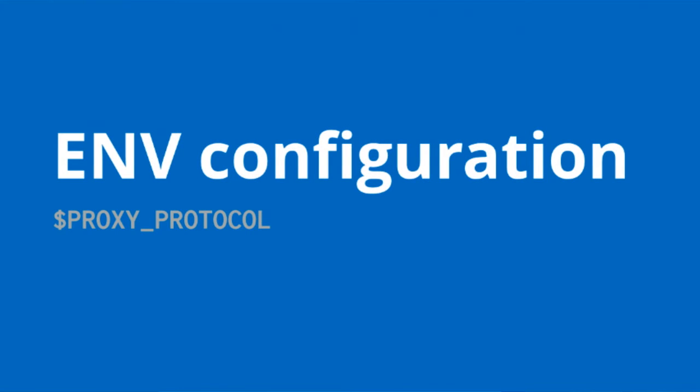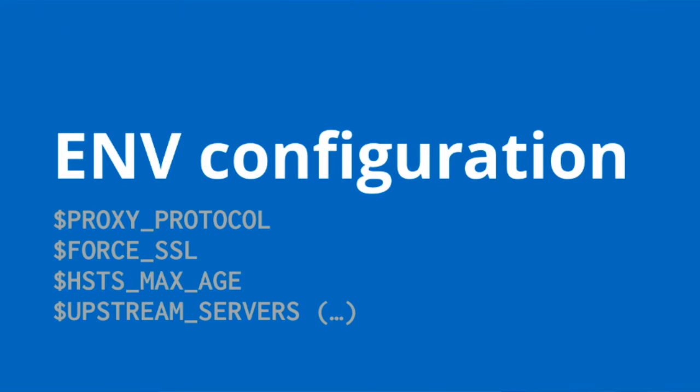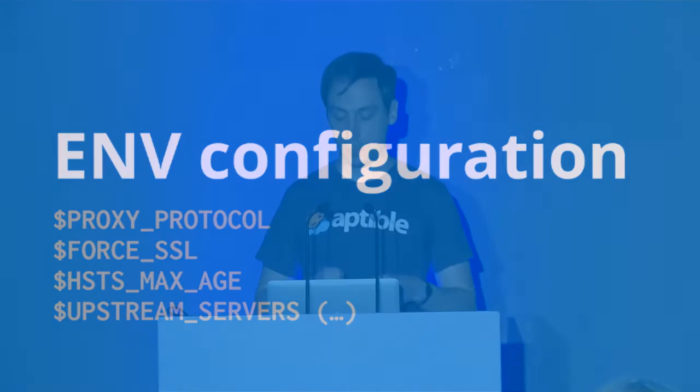So we use environment for proxy protocol. We also use it for things like force SSL, which is a Boolean, the max age value for our HSTS, the high security headers. We take a list of upstream servers, just a comma separated list of hosts and ports that this container is supposed to proxy requests to.